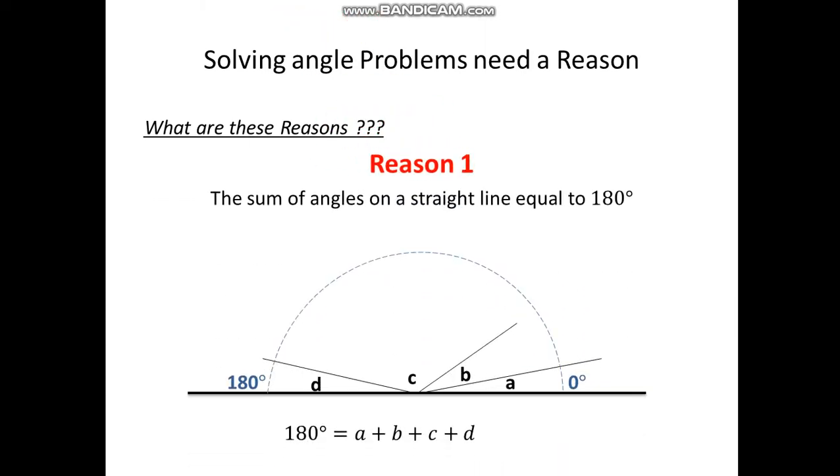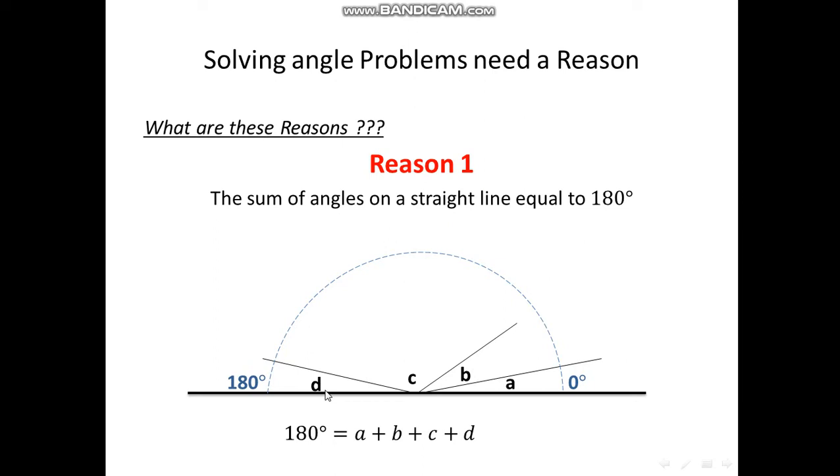Reason 1, we knew that the sum of angles on a straight line equals 180. We know that before. This is the straight line. You see that very thick black line? This is the straight line, and these are the angles on this line. So angle A plus B plus C plus D, they all add up to 180 and make a half circle. So this is a reason which comes very often every time.